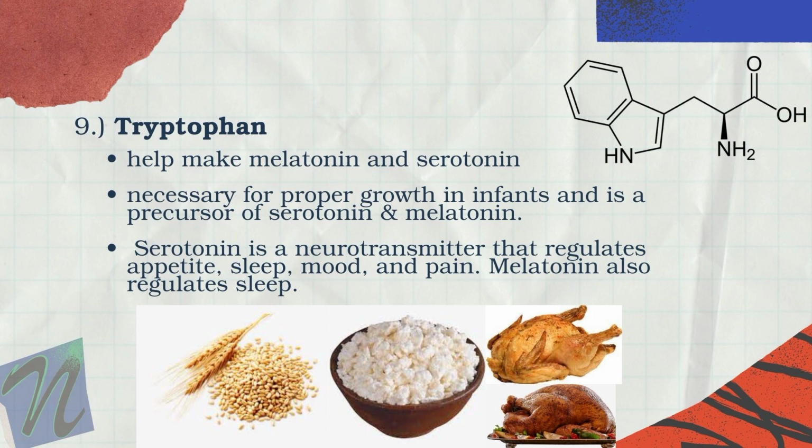Next is tryptophan. It helps make melatonin and serotonin. Tryptophan is necessary for proper growth in infants and is a precursor of serotonin and melatonin. Serotonin is a neurotransmitter that regulates appetite, sleep, mood, and pain. Melatonin also regulates sleep. Tryptophan is in most high-protein foods including wheat germ, cottage cheese, chicken, and turkey.